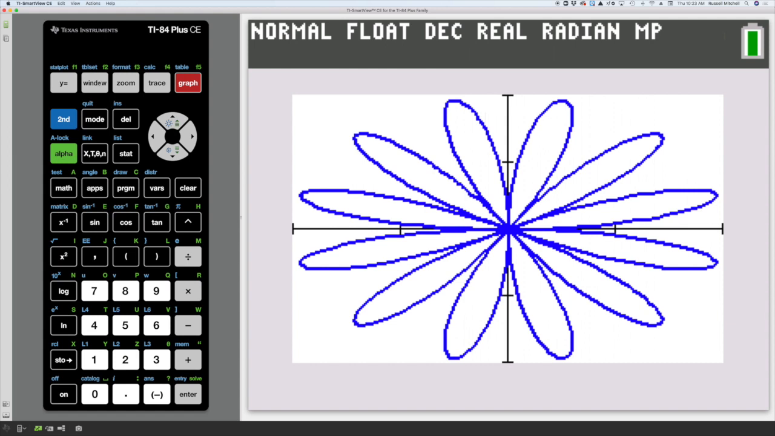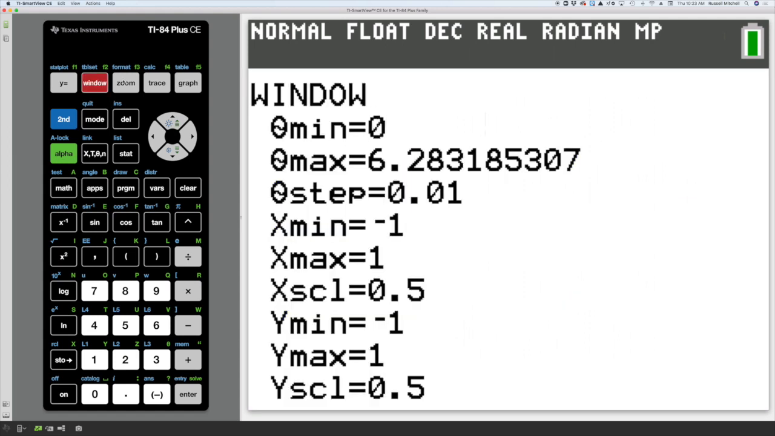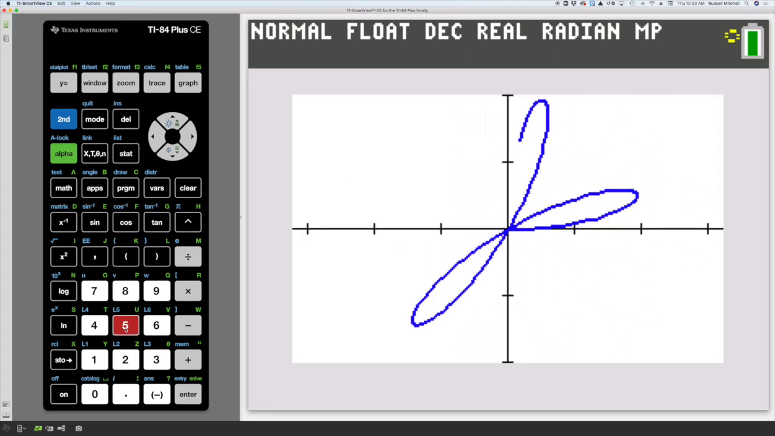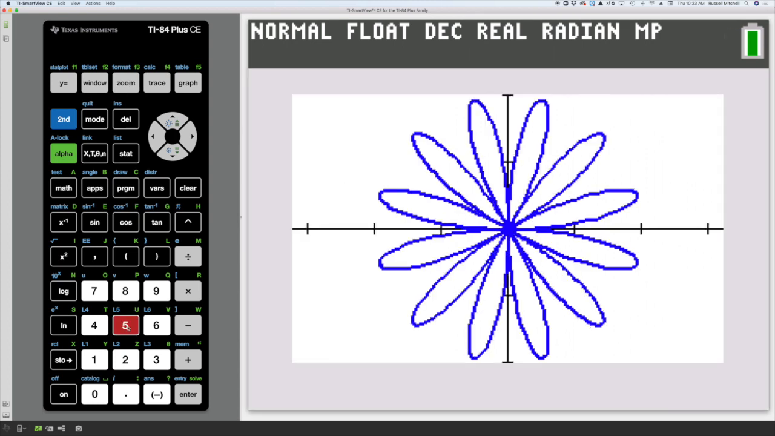So you can fix that by going to zoom, and go to zoom square. So this will square up the window, and then it looks a little more even, right? Okay. All right. So what that does is every unit on the x-axis and the y-axis is the same length. So right here is 0.5, and this is 0.5, and those are the same lengths. Okay. All right. So why does it have 6 petals?